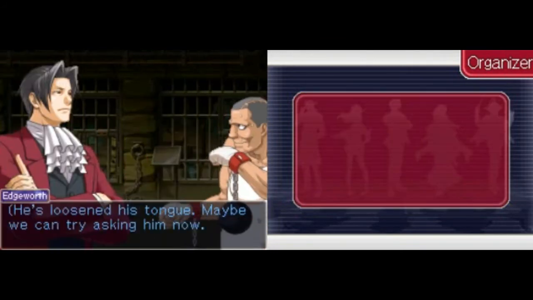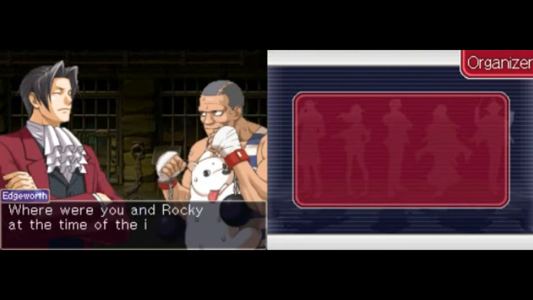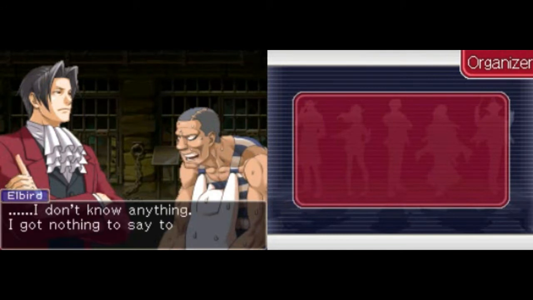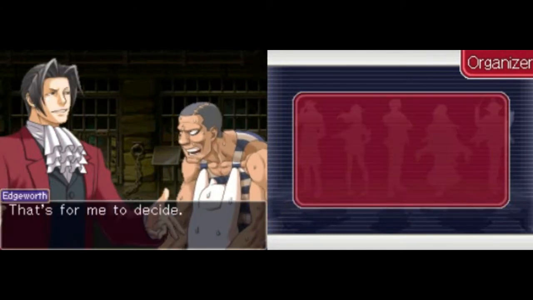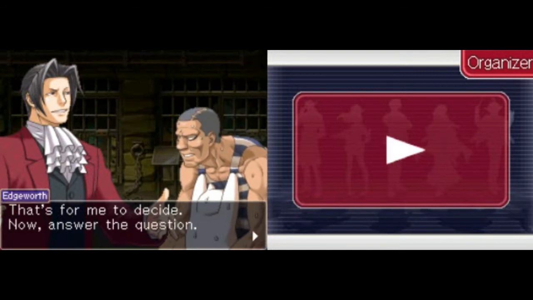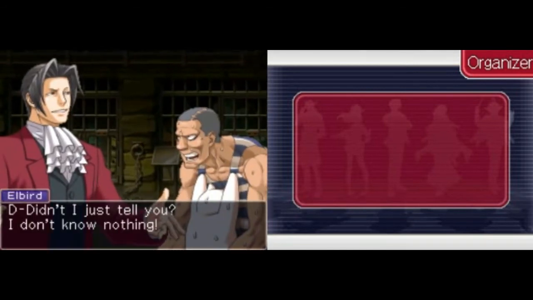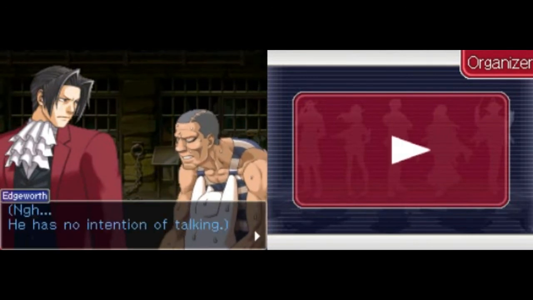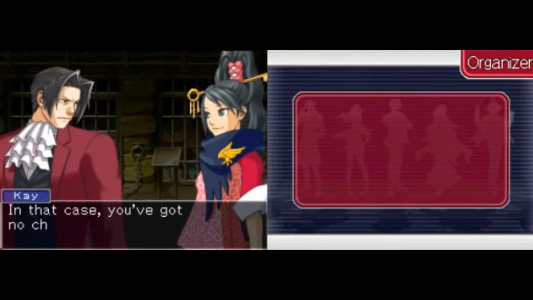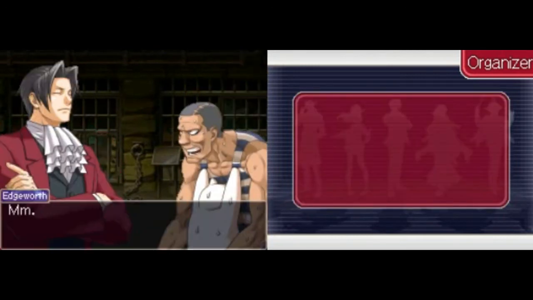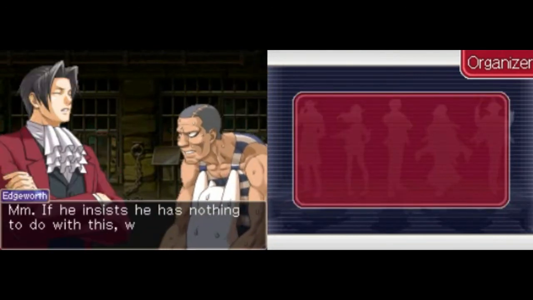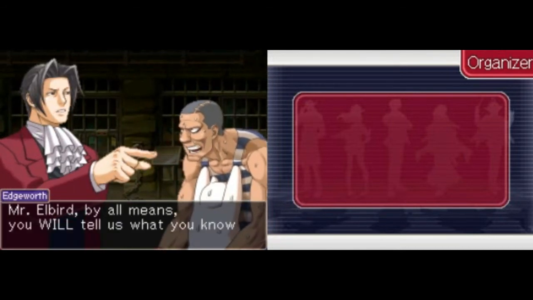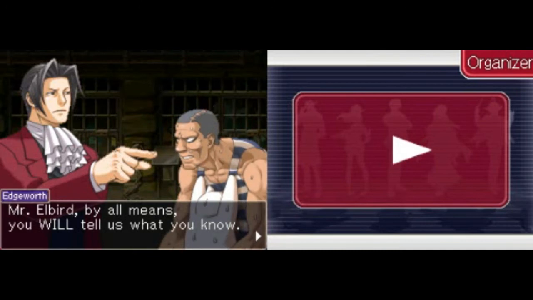He's loosening his tongue. Maybe we can try asking him now. Where were you and Rocky at the time of the incident? I don't know anything. I got nothing to say to you. That's for me to decide. Now answer the question. Didn't I just tell you? I don't know nothing. He has no intention of talking. In that case, you've got no choice but to use that. If he insists he has nothing to do with this, we will just have to prove that there is a connection. Mr. Albert, by all means, you will tell us what you know.